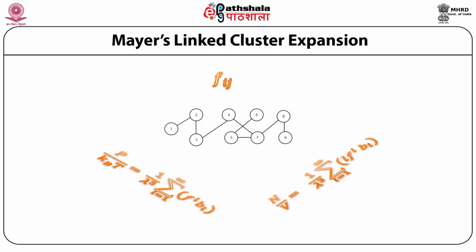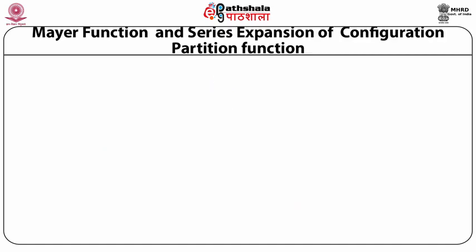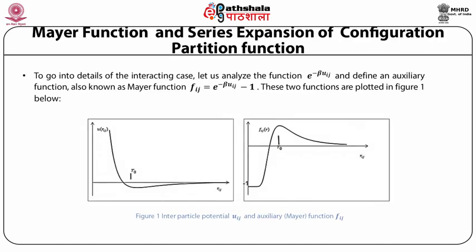Meyer's linked cluster expansion. Meyer function and series expansion of configuration partition function. To go into details of the interacting case, let us analyze the function e raised to power minus beta u_ij and define an auxiliary function, also known as Meyer function, f_ij is equal to e raised to power minus beta u_ij minus 1. These two functions are plotted in figure 1 below.